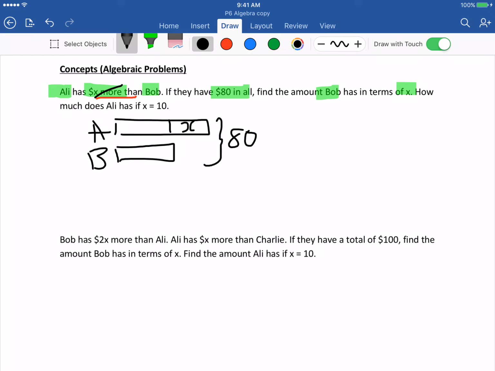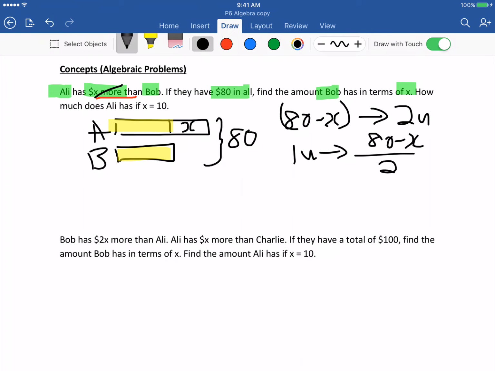Okay? What you do is, first, I'll go and find the value of these two yellow units first. So I want to find the value of these two yellow units. We take 80 minus X. This is the value of how many units? Two units. Bob has only one unit. So how to find one unit? The answer is just 80 minus X over 2. That's the answer.